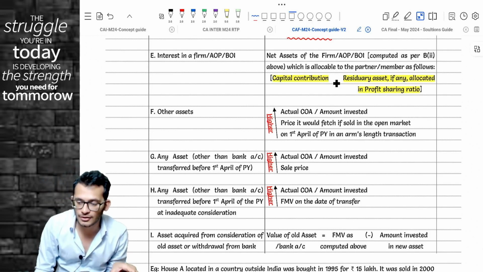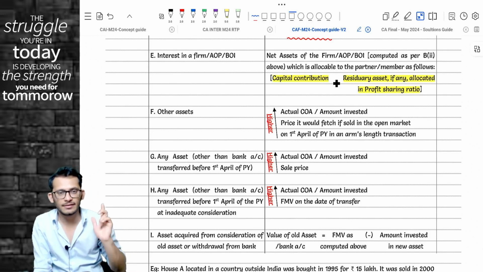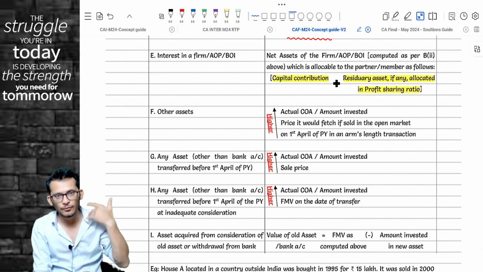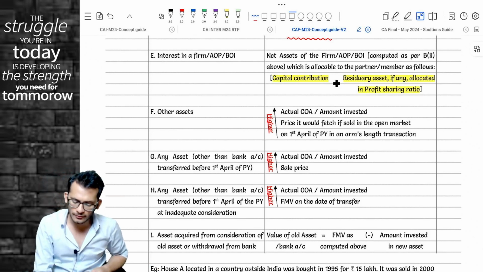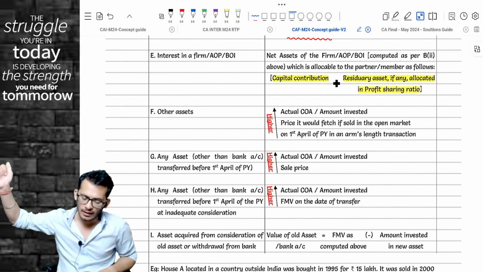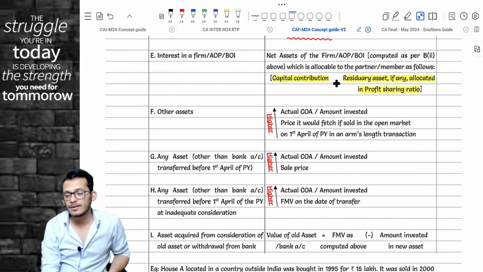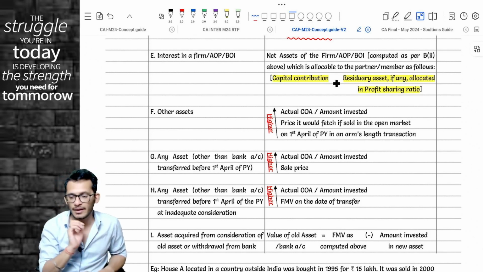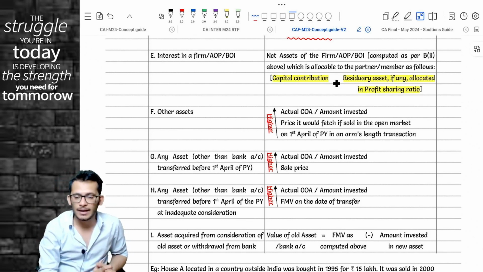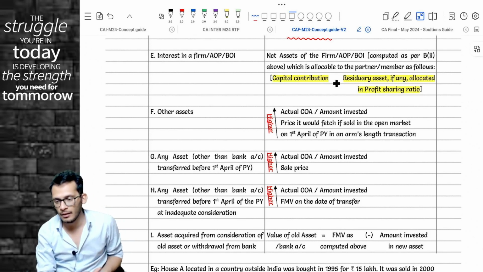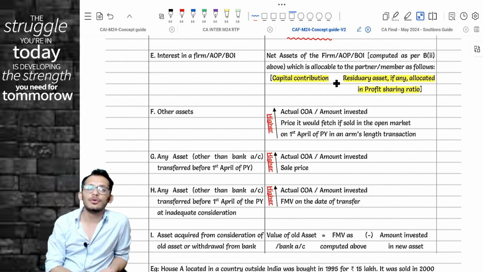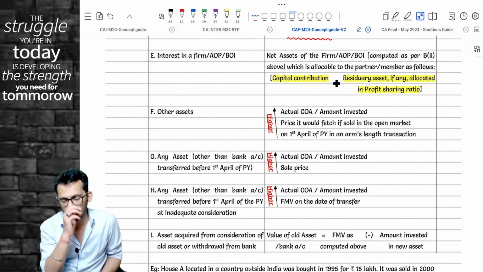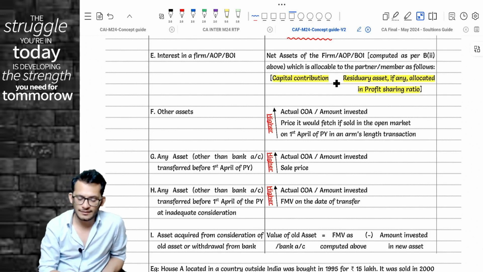Therefore, for that also valuation guidelines are given. They're saying, Rahul, if you have an asset which is sold before the previous year itself, then it is the actual cost of acquisition or the sale price, meaning the price at which you sold it in the open market, whichever is higher, because that is the profit which you made. So the price at which you purchased it or the price at which you sold it, whichever is higher, will become the price at which I am going to tax it for you.